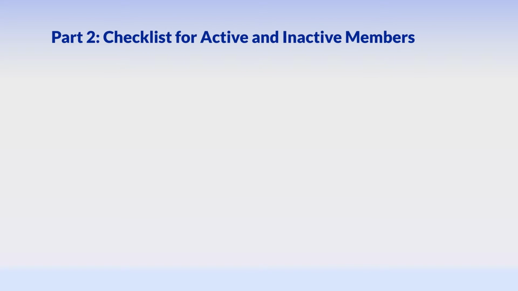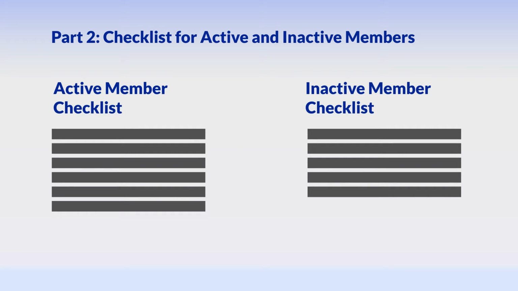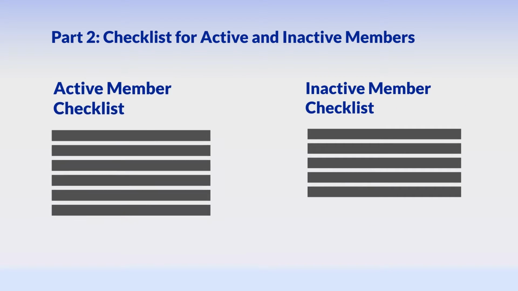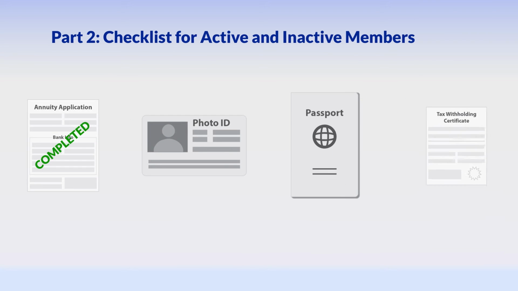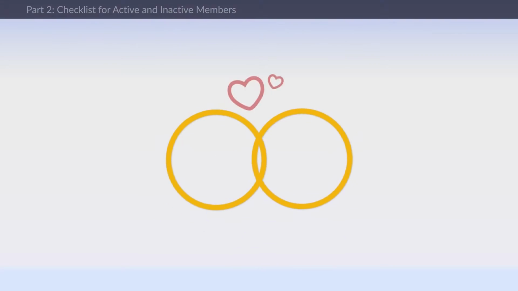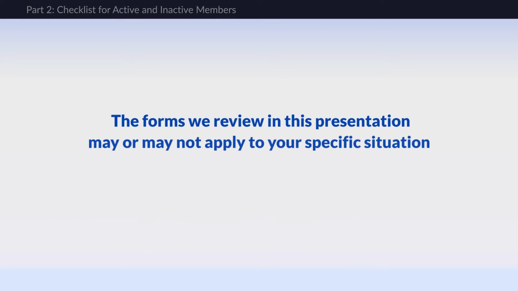Next, we will discuss items that you will need to prepare as an active or inactive member. We will review active members and inactive members separately, and then look at additional documentation that you may need depending on your life situation. For example, if you are married, some forms may require spousal consent. Please note that the forms we review in this presentation may or may not apply to your specific situation. Let's begin with active pension board members.